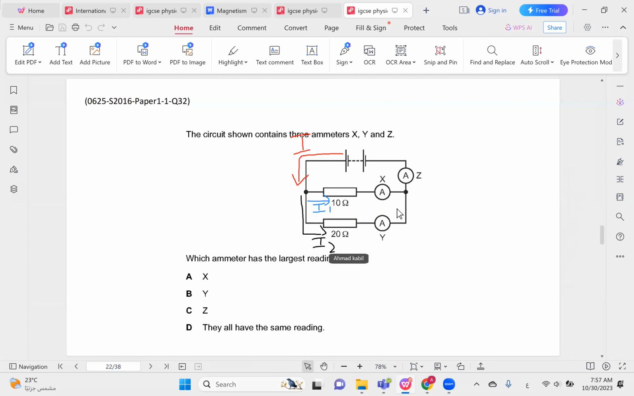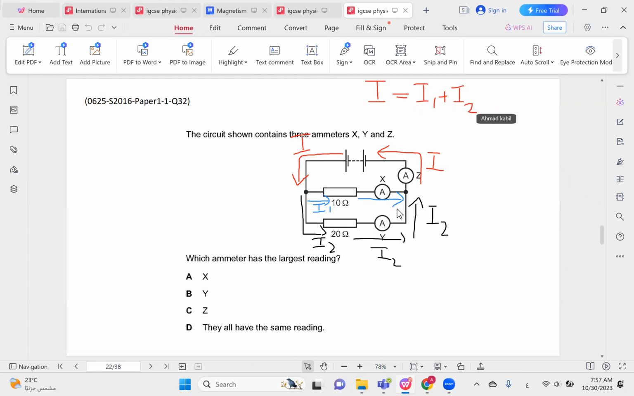And then I1 continues along this branch, and I2 continues along this branch. And then they merge again to form the main current I, which goes back into the battery. So again, we need to know that I is equal to I1 plus I2.